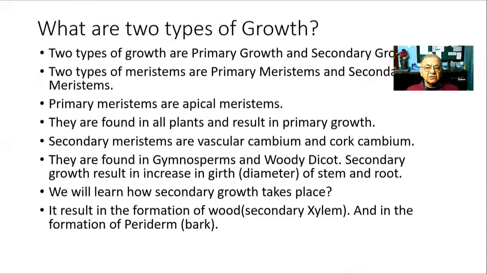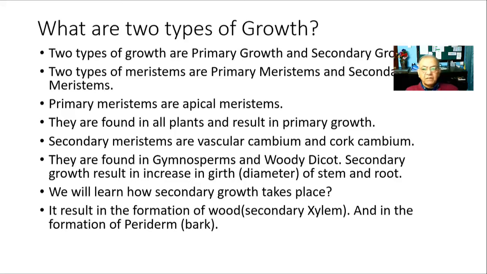Okay, let us go to this first slide, and it says what are the two types of growth. Earlier I have told you that there are two types of growth: primary growth and secondary growth. And these two types of meristems are responsible for these two types of growth. We call them primary meristem and the secondary meristem.